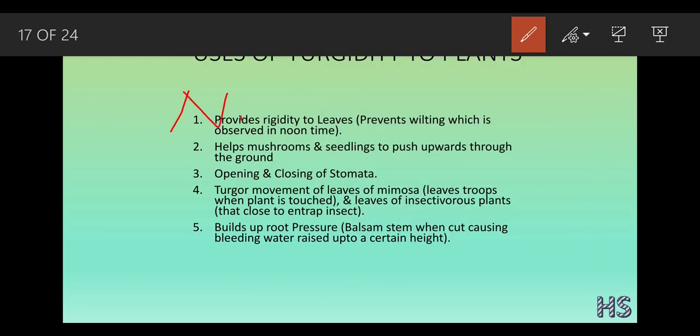During night time, the water which is present inside this guard cell gets lost, and due to this the stomata gets closed. When the stomata get closed, it won't allow any water molecules or any minerals to come in or get out. So that is why turgidity is very important, because it helps in the diffusion of water and the minerals.